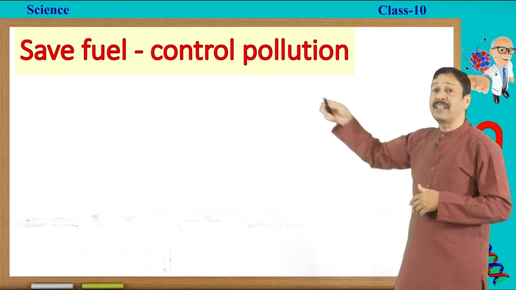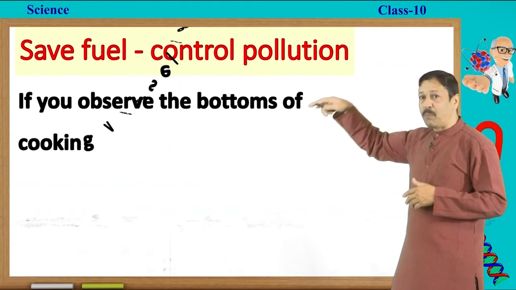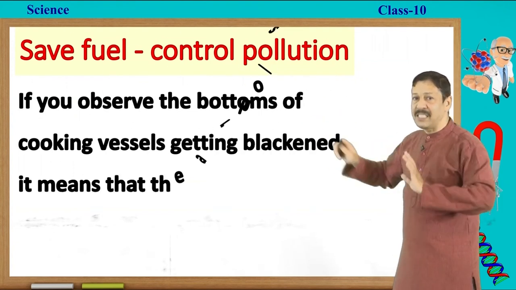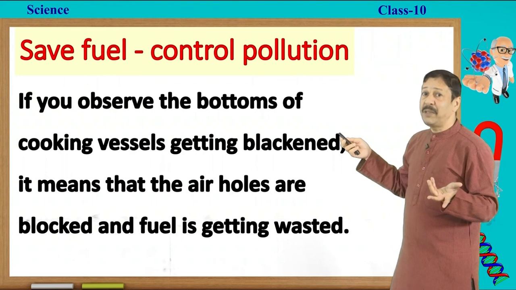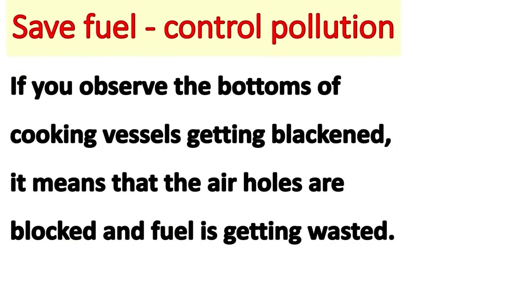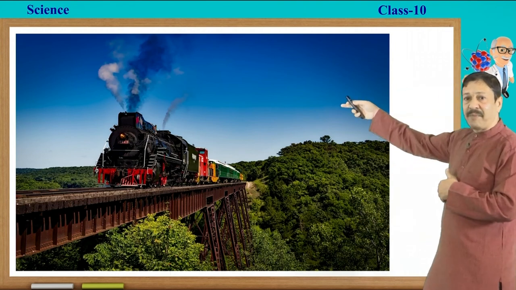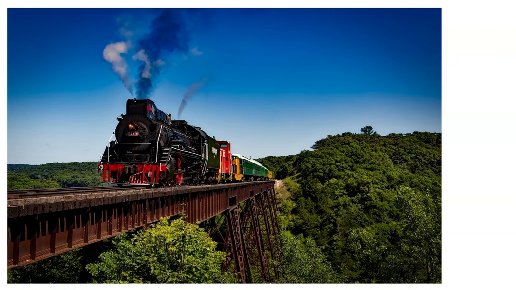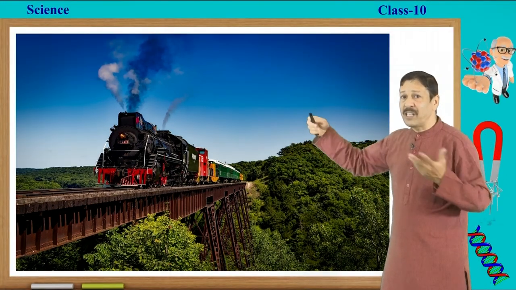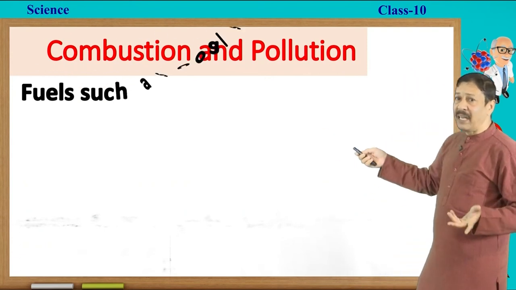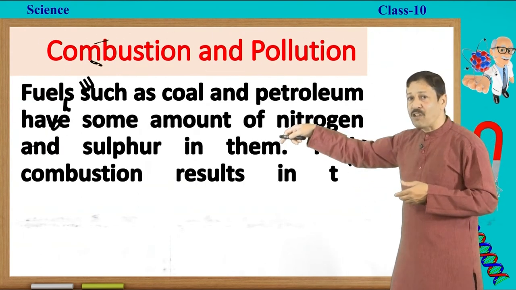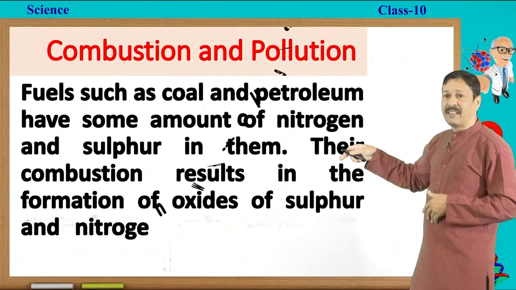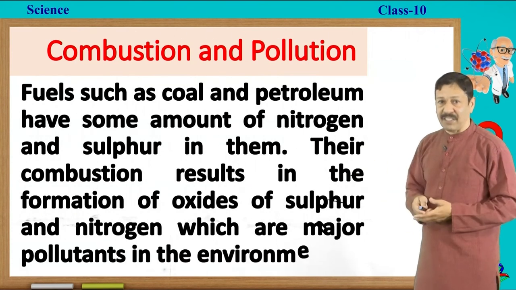Now you can save the fuel and control the pollution, because if the blockage is removed, a sufficient amount of oxygen is available for combustion and more energy is produced and carbon monoxide can be controlled. Hence, you have to clean the air holes of these stoves. What is this? Here you are seeing emission of some poisonous gases along with the smoke. It contains oxides of sulfur and oxides of nitrogen, which may lead to pollution. They are responsible for air pollution and also cause, yes, acid rain. Hence, you have to control the use of these things.